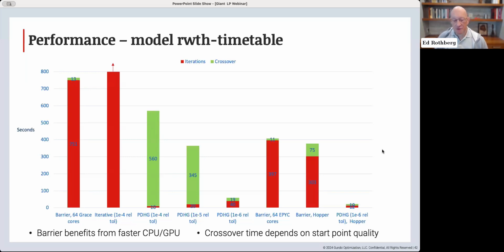So a few conclusions to be drawn from this. First off, barrier definitely benefits from having a faster CPU or a GPU. So these two bars here are quite a bit smaller than this initial bar. And the crossover time depends heavily on the quality of the starting point. So the time for crossover drops significantly as we tighten up the convergence criteria for PDHG. And overall, for this particular model, PDHG is a huge win compared to any of the alternatives. So PDHG on the GPU, the iterations go faster, but they're already so fast that it doesn't have a huge impact.